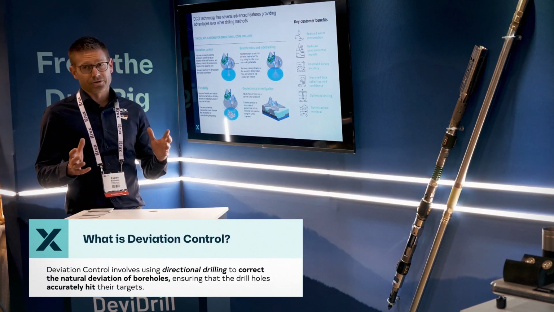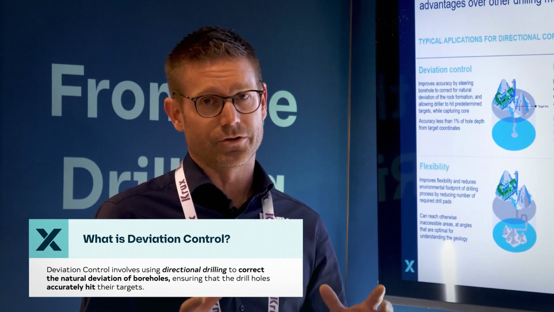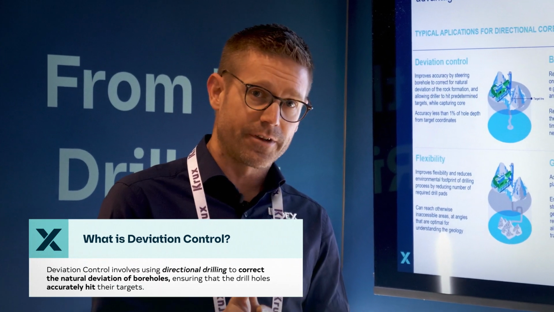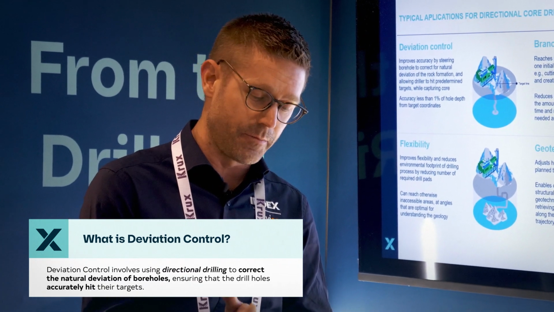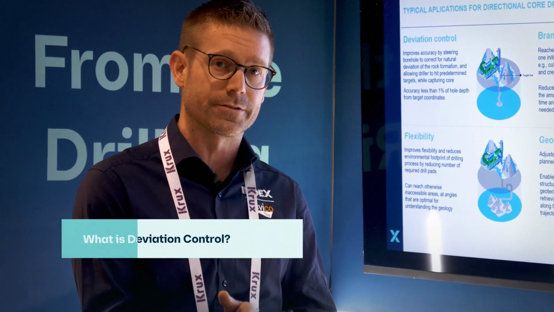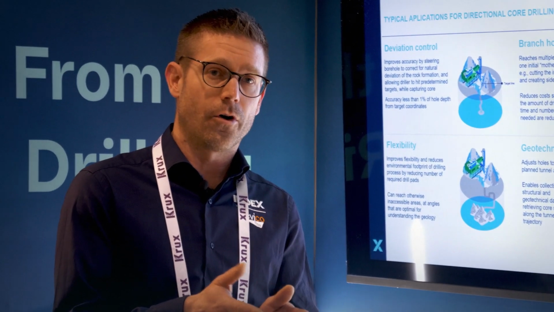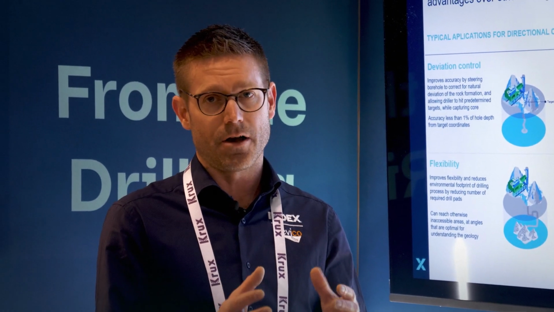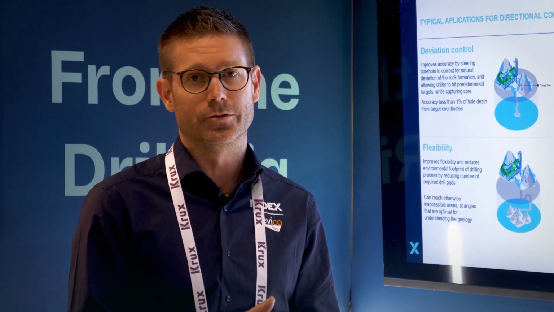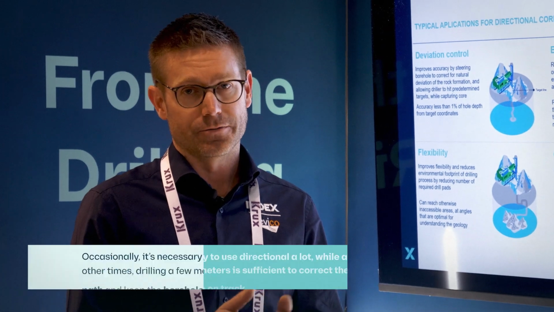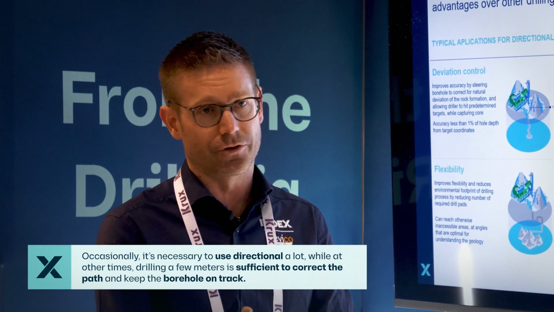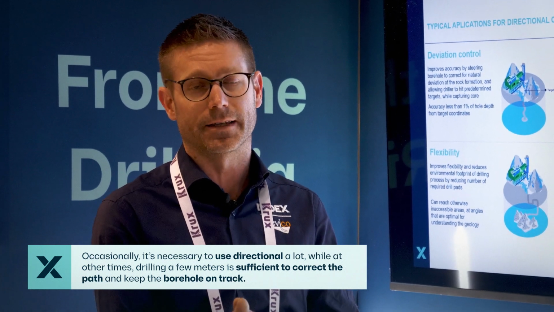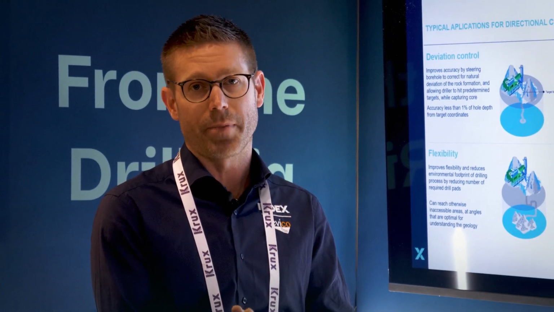So, deviation control is where you use directional drilling. If you have natural deviation on your boreholes, you could use directional drilling to correct that natural deviation and make sure that your drill holes hit the targets. That can be actively used, or you can have Deviation or IMDEX on site as more of an insurance to your borehole, right? So sometimes you have to use directional a lot, and sometimes we just have to drill a few meters to correct and keep that borehole on path.